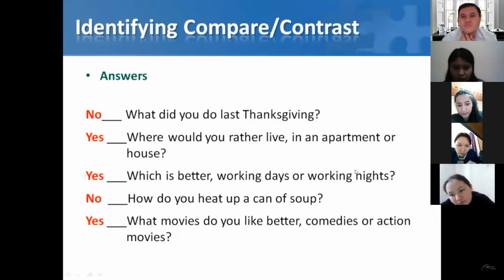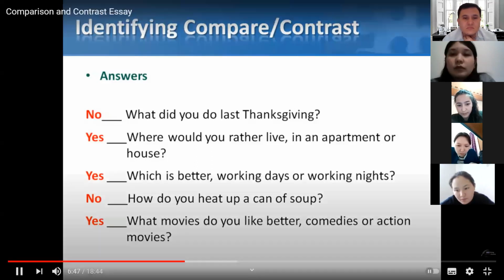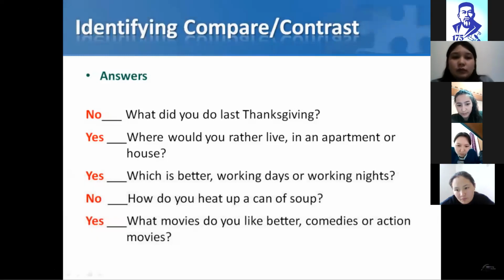Lastly, what movies do you like better, comedies or action movies? Well, yes, you could stack up comedies against action movies and find points of comparison and contrast. So, hopefully, once again, this is getting you in the groove of thinking about what is a comparison, similarities, and what are differences or contrasts.